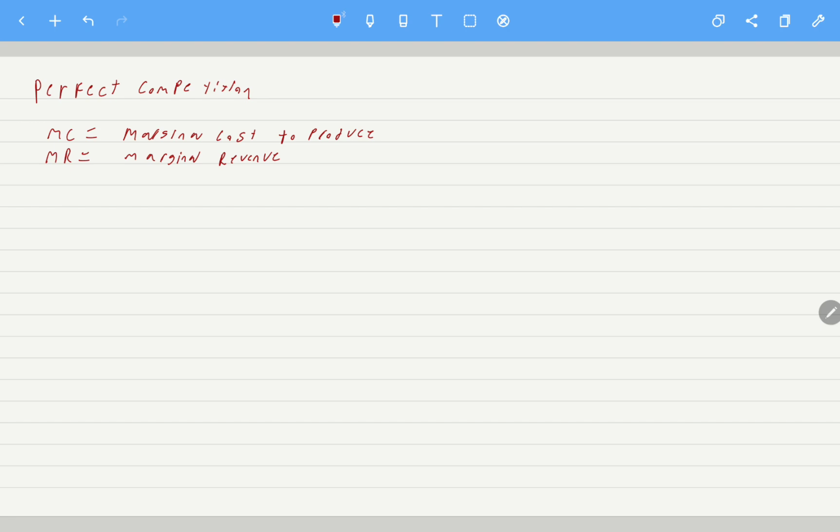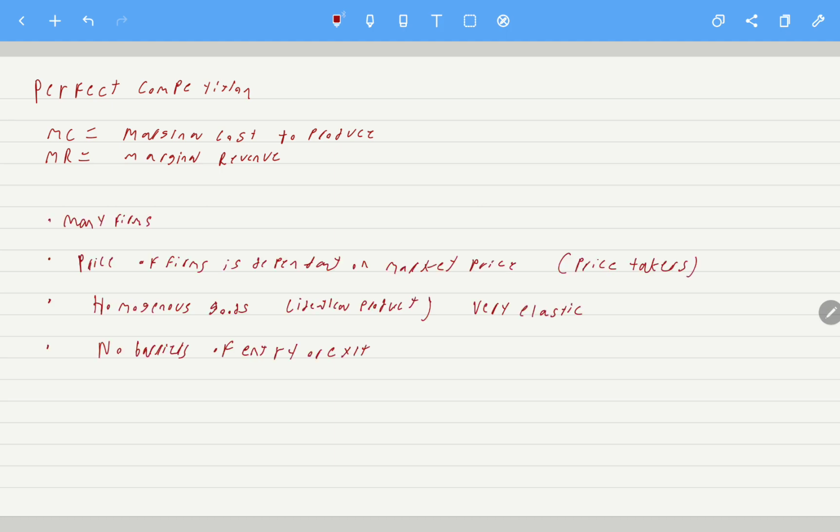Now, perfect competition. Perfectly competitive firms have a few characteristics, and I'm going to list all the characteristics right now, so all of you can take a screenshot of it. Just be right back. All right, I've noted down the key terms and I'm going to explain them one by one. First, these perfectly competitive firms have many firms.